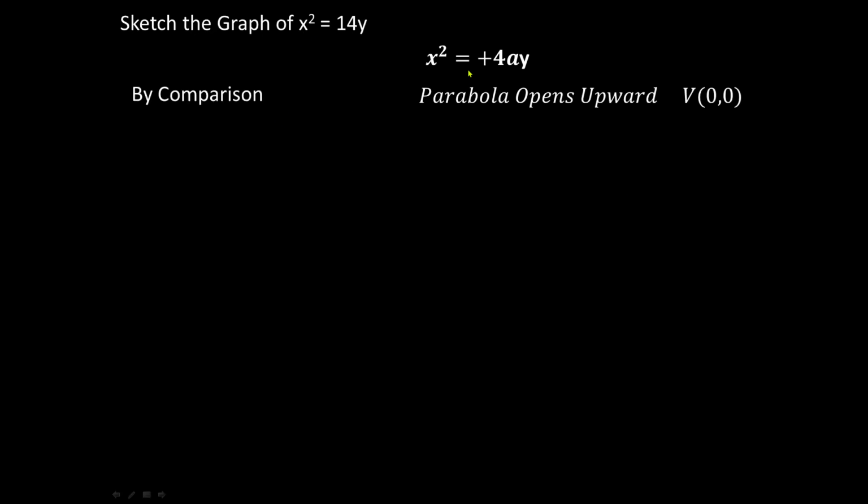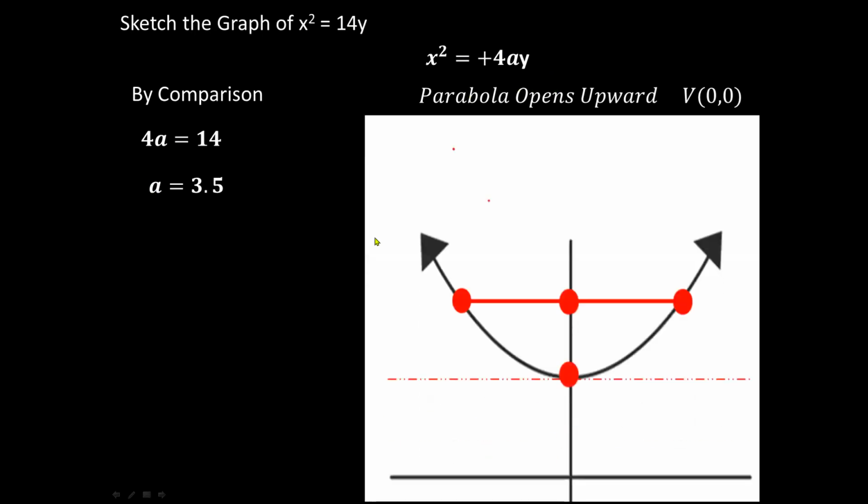Okay, next problem. Sketch the graph of a parabola x squared is equals to 14y. What do you think is this parabola? Upward pa rin, sir. Upward. Okay, very good. So x squared is equals to positive 4ay ang gagamitin natin kasi yan ang katapat niya. By comparison, ngayon naman, i-compare ko na kagad kasi alam ko naman nakakailanganin natin ng a. 4a is 14. Definitely a is equal to 3.5.